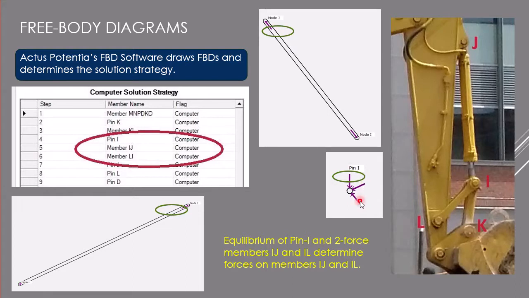Once we calculate this unknown force, we know this force and that force. Those are the forces on the hydraulic cylinder IJ. So those are now determined, and also on the two-force member IL, we know this force and we can calculate this force.